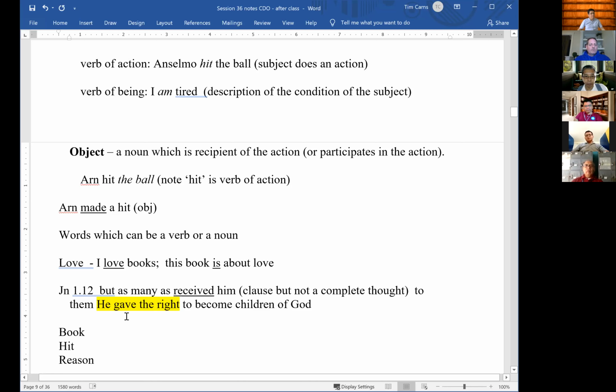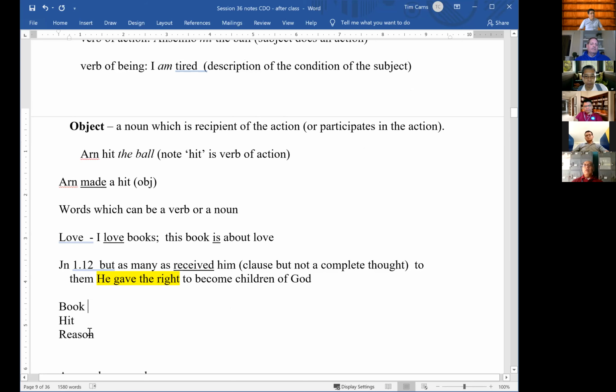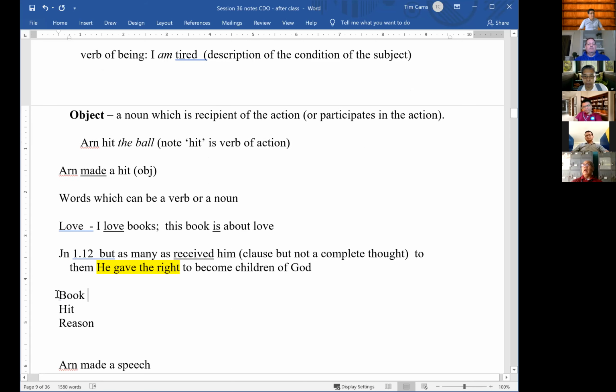All right. But I just wanted to point out that if you see a word, it could be a verb or a noun in some cases, and you can only tell by what the words are around it sometimes.